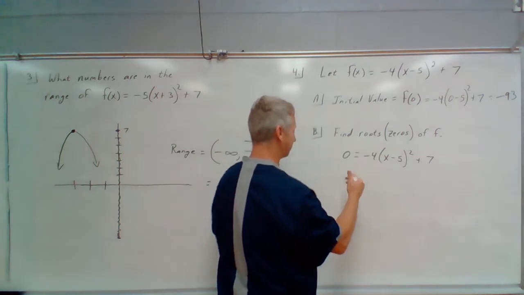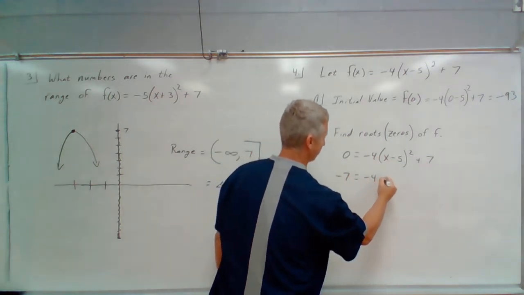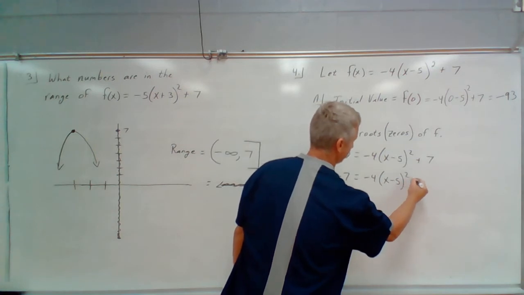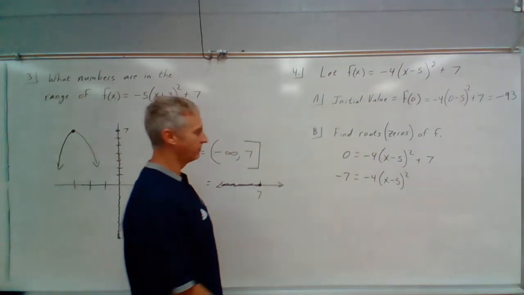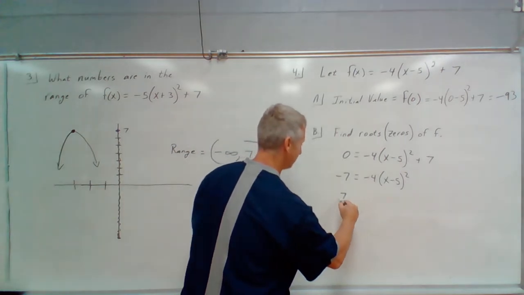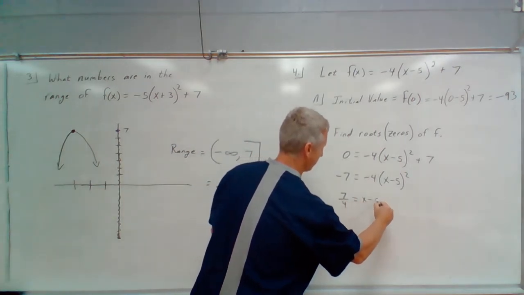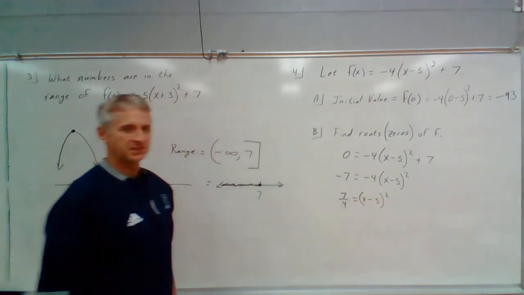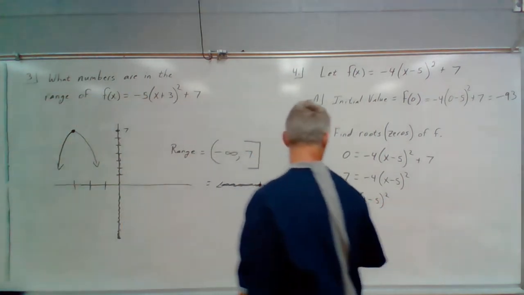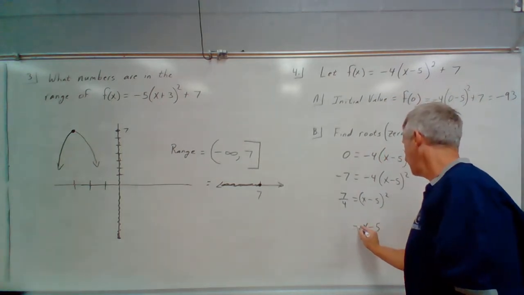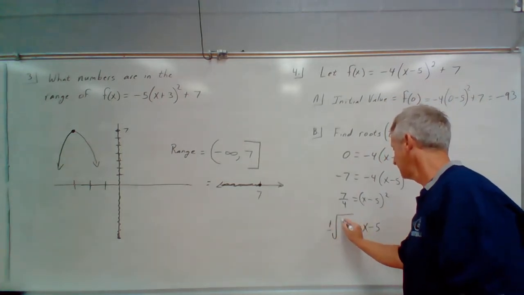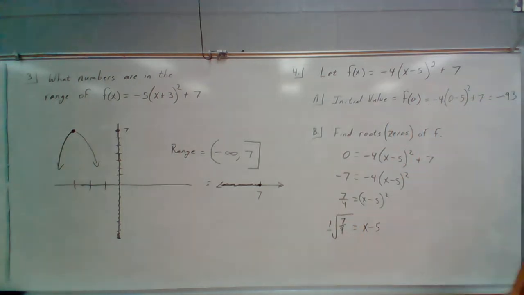I'm going to subtract 7 from both sides. I'm going to divide both sides by -4. -7 divided by -4 is positive 7 over 4. Take the square root of both sides. Remember, I get 2 solutions. So x minus 5 equals plus or minus the square root of 7 over 4. I'm going to add 5 to both sides. So I will have x equals 5 plus or minus the square root of 7 over 4.